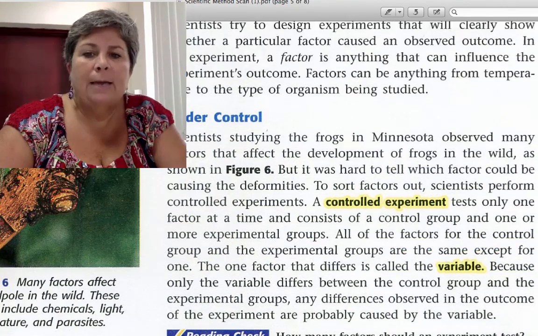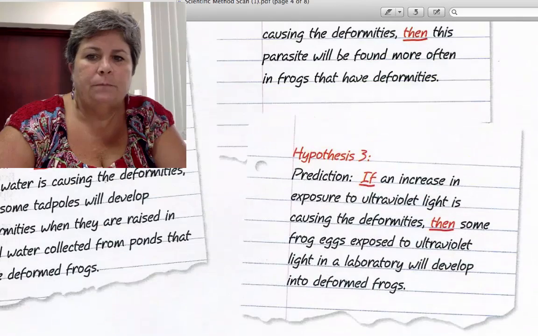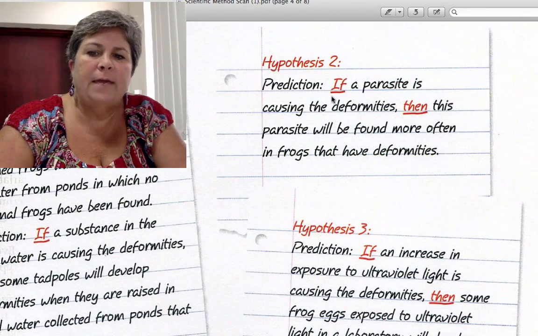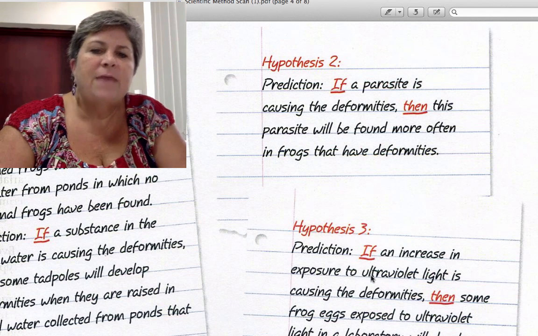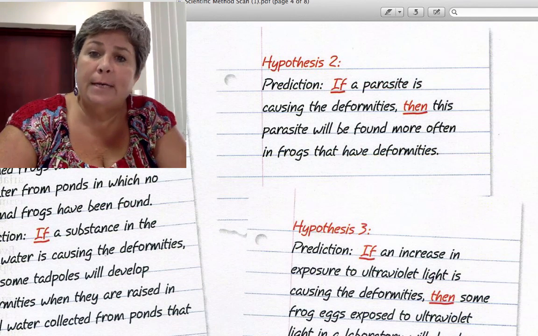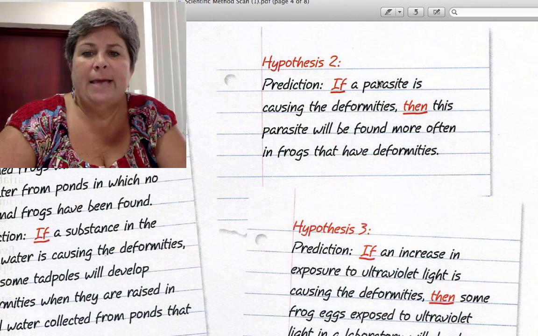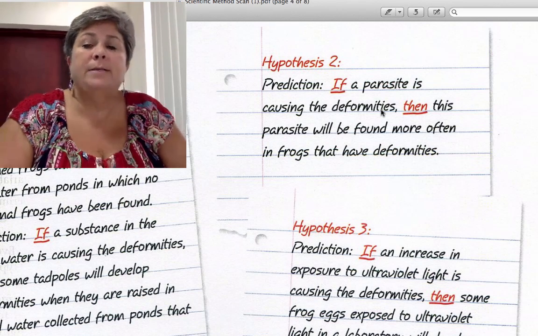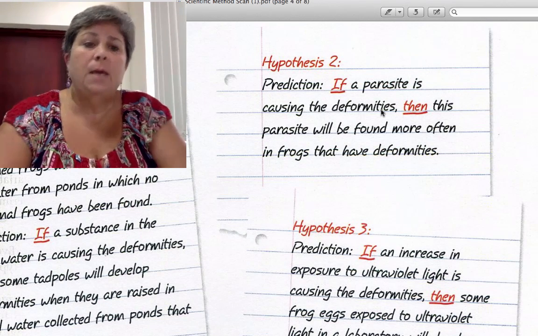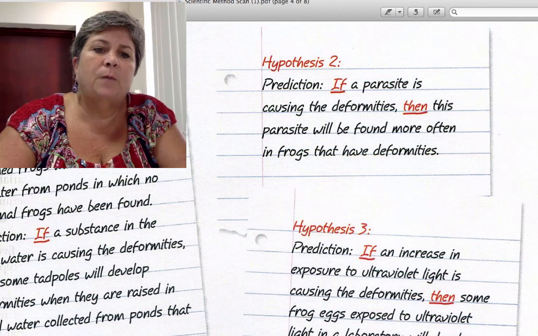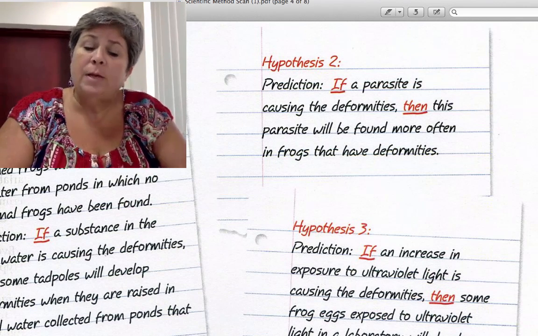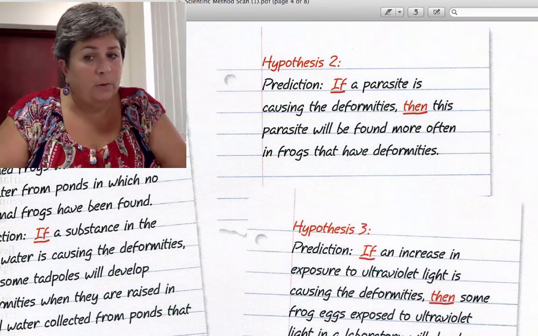And if you look at the hypothesis, in the if portion of each hypothesis, that's where you're going to find your independent variable. So in this case, hypothesis 2, if a parasite is causing the deformities. So what's the independent variable? Parasites or not parasites. In this one, if a substance in the pond water is causing the deformities, the independent variable is a chemical substance or not a chemical substance.